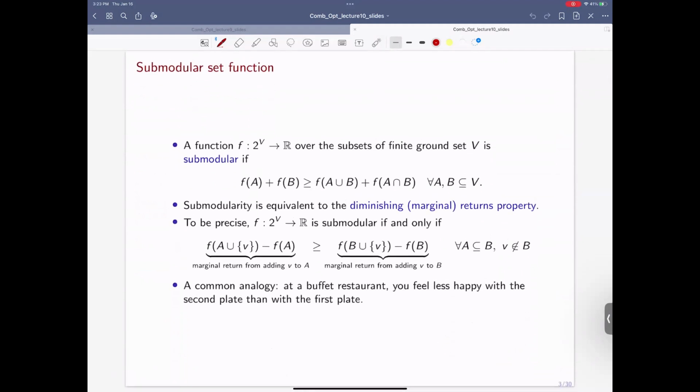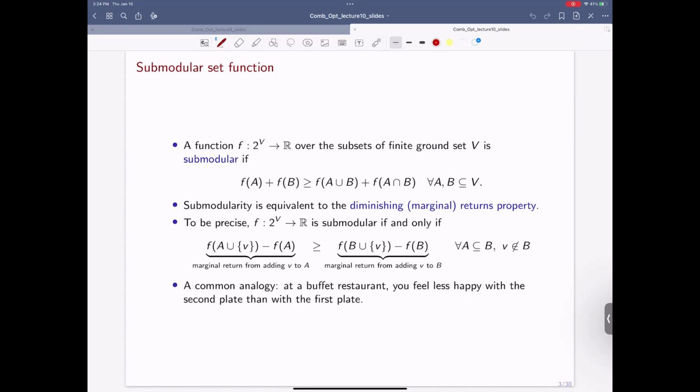Okay, so again, we have a set function and it's submodular if it satisfies this inequality. You take two subsets A and B. We say that the function is submodular if the sum of the function values f(A) plus f(B) is at least the value on the union plus the value on the intersection. And it's equivalent to satisfying this diminishing marginal returns property.